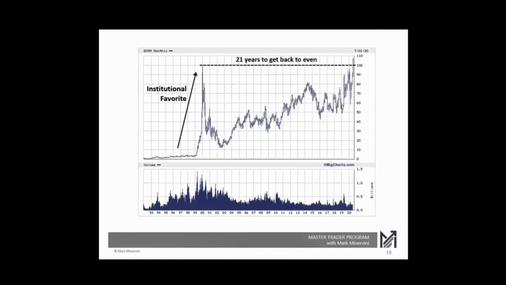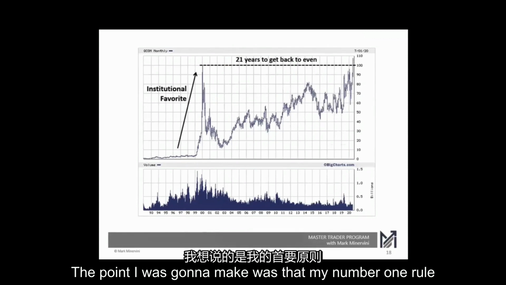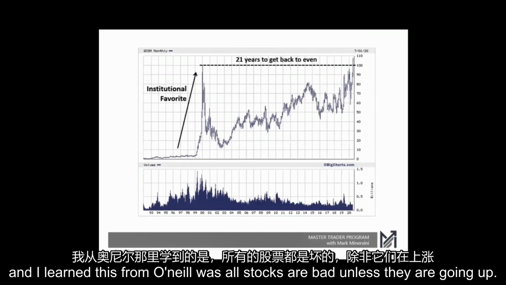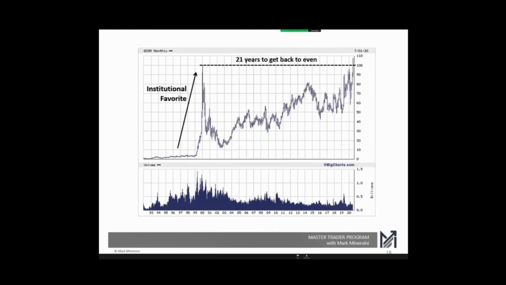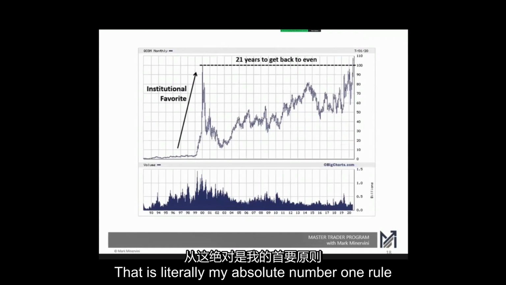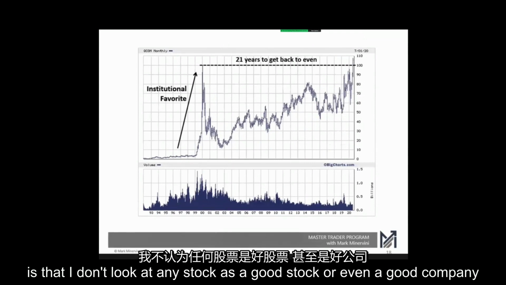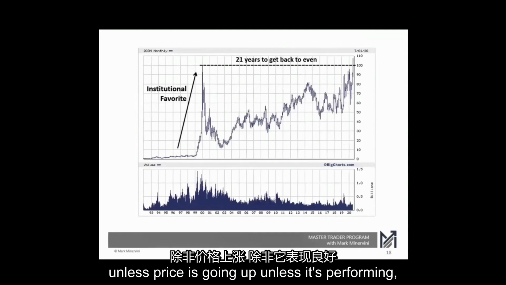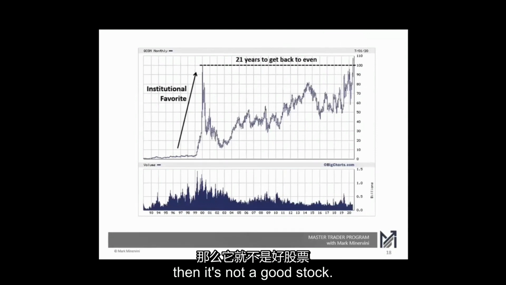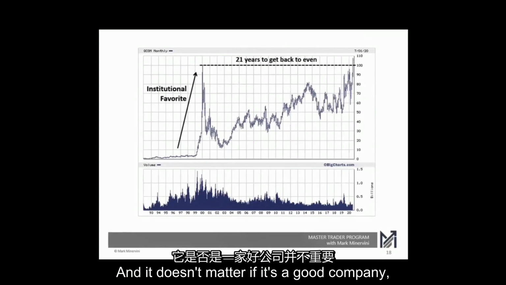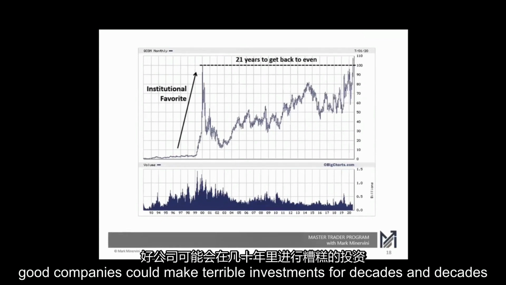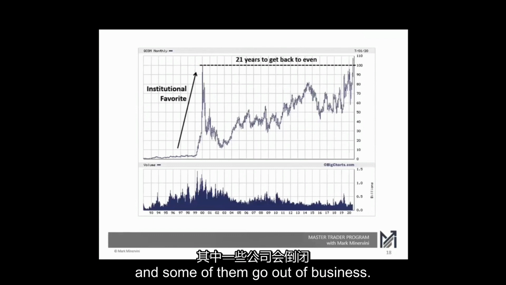So thank you. The point that I was going to make was that my number one rule, and I learned this from O'Neill, was all stocks are bad unless they're going up. That is literally my absolute number one rule, that I don't look at any stock as a good stock or even a good company unless the price is going up, unless it's performing. If it's not performing, then it's not a good stock. And it doesn't matter if it's a good company. Good companies could make terrible investments for decades and decades, and some of them go out of business.